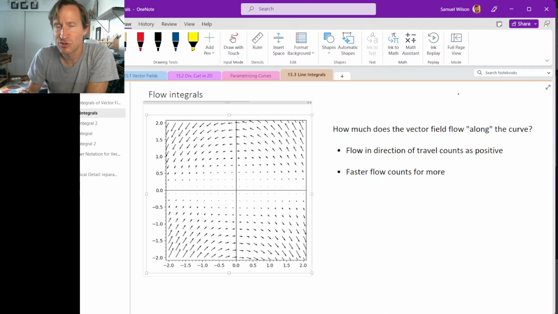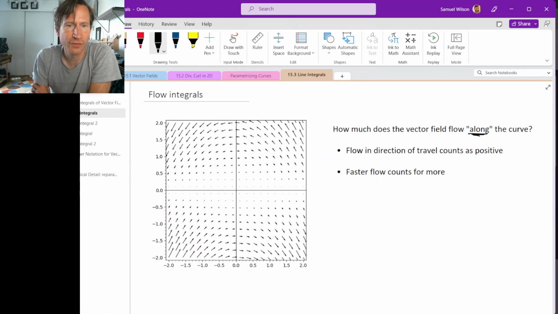For our first line integral of a vector field, let's see if we can figure out how to measure how much a vector field flows along a curve. So as an example, let's draw a curve that goes from here to here. Now, at some points along this curve, let's traverse the curve this way.